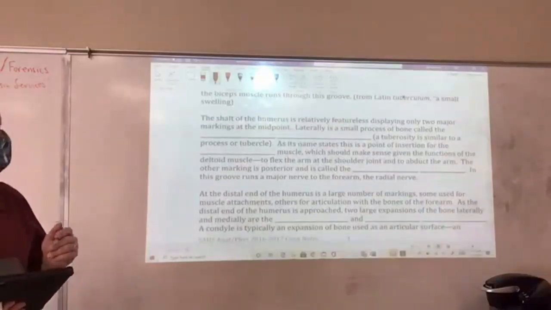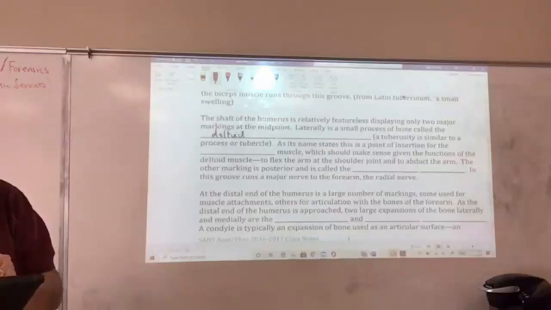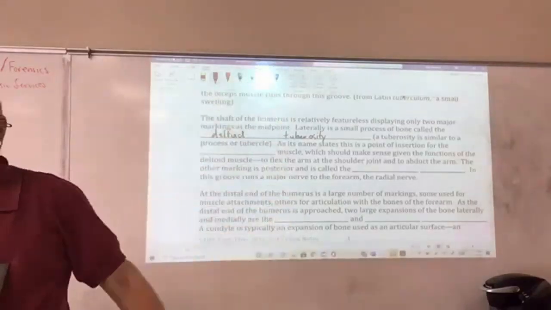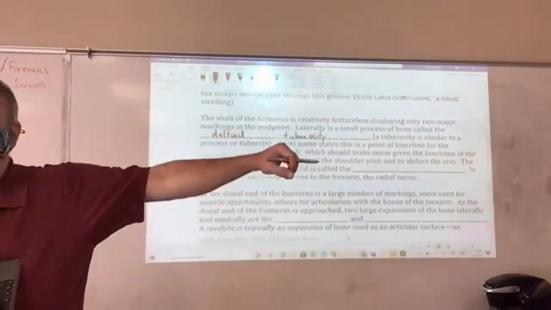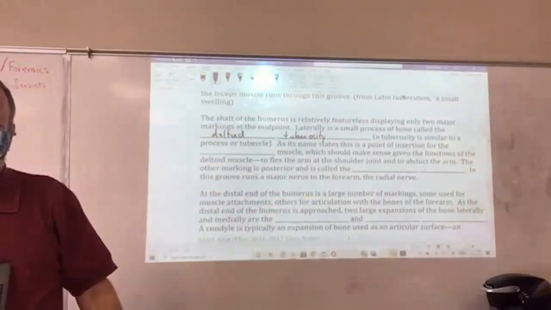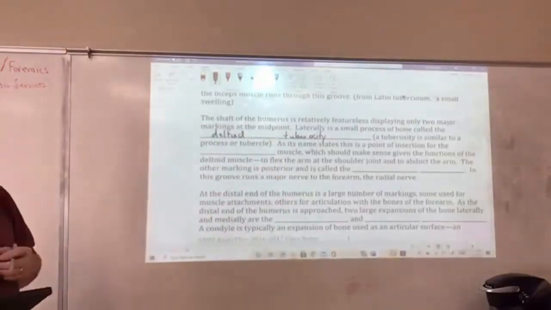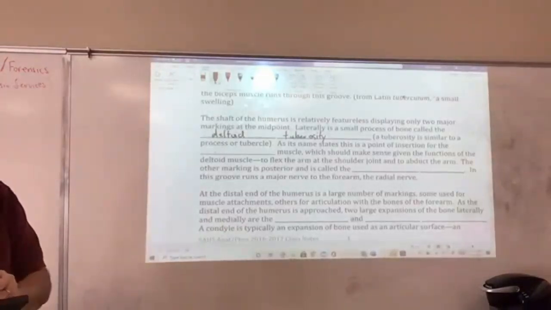So, again, laterally is a small process of bone called the deltoid tuberosity. What muscle do you think is going to hook into the deltoid tuberosity? The deltoid muscle, right? Okay, and that makes sense, right? My deltoid muscle is going to make my arm do this. So you would think that it's going to attach laterally on my humerus, on the outside of my humerus, right? So my deltoid muscle makes me do that. It also makes me do that, but my deltoid muscle is going to raise my arm.